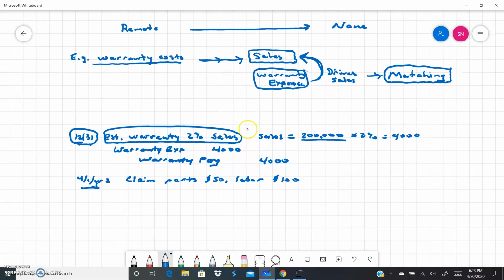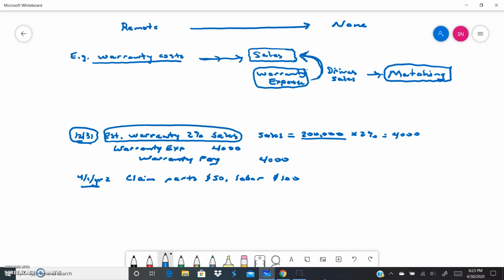So I'm just going to move this up a little bit. So let's say that the following year someone brings in the product. It's under warranty. We agree that, in fact, we're going to go ahead and fix that under the warranty. And it requires $50 in parts and $100 in labor. So what we're going to do, we already recognize the expense at the end of the previous year, so we're not going to record an expense. But what we're going to do is we're going to debit the warranty payable for a total of $150.